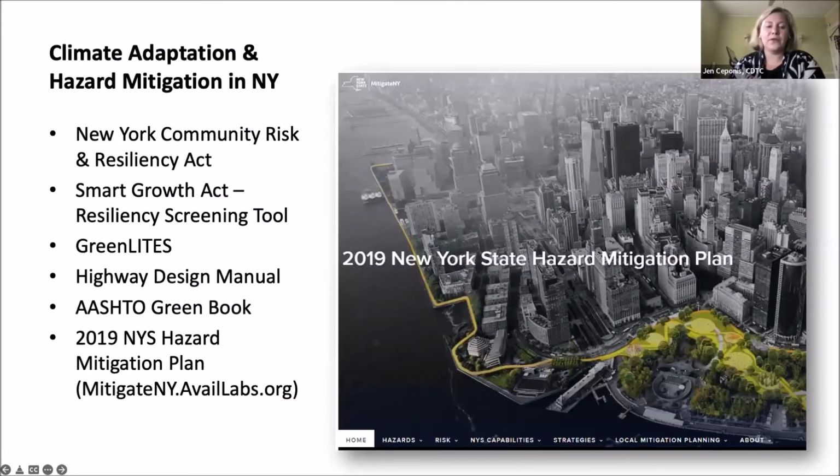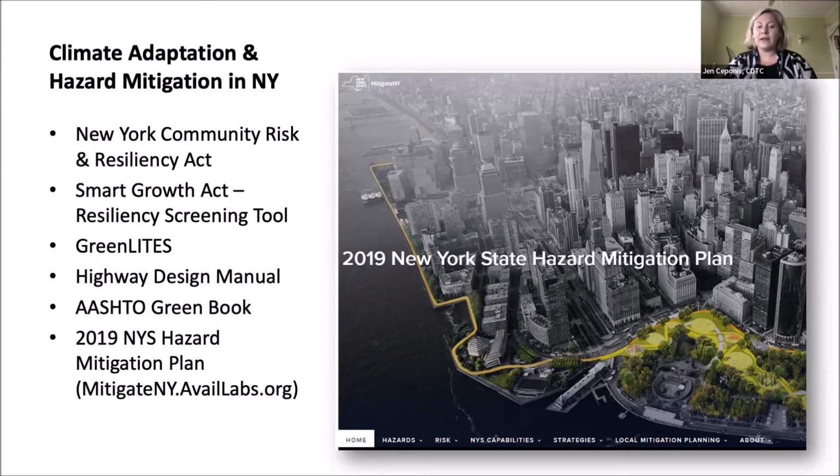Elizabeth Lennon works for the New York State Department of Transportation, and she can't be with us here today, but she did want me to touch on some of the things that are happening at the state level. So starting in March 2015, public infrastructure projects in New York, including those that are constructed, funded, or approved by the New York State Department of Transportation must be evaluated on their resiliency to sea level rise and future extreme weather events.